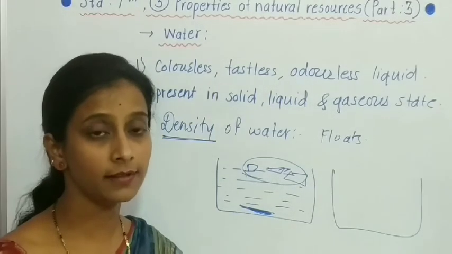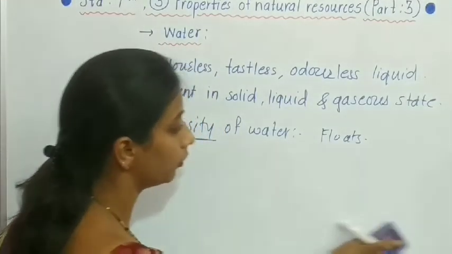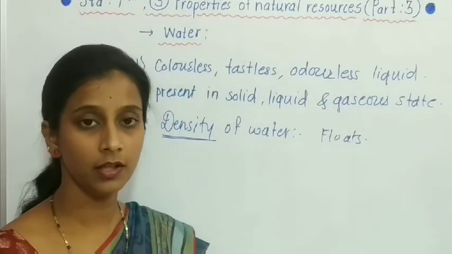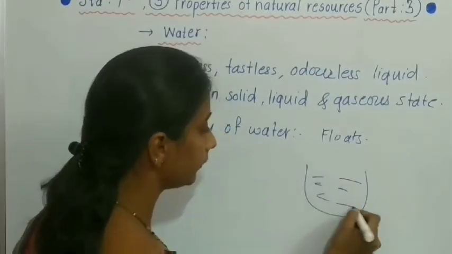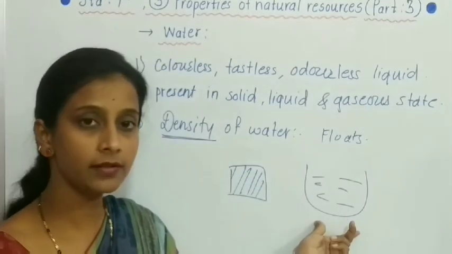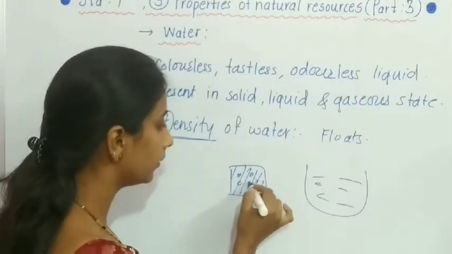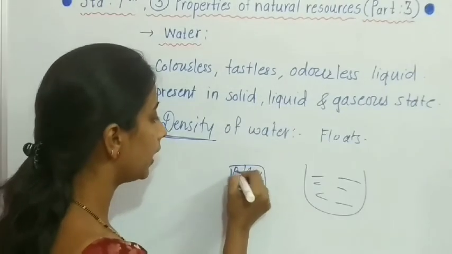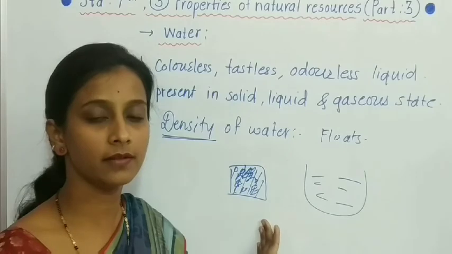Now what is density? Let us see here. Density is actually the compactness of the molecules which are present in any substance. Here we are considering the density of water. Suppose this is water and this is an iron object. Water is a liquid, this object is a solid. The molecules inside this iron object are very compactly arranged with each other. There is not much space between these molecules.